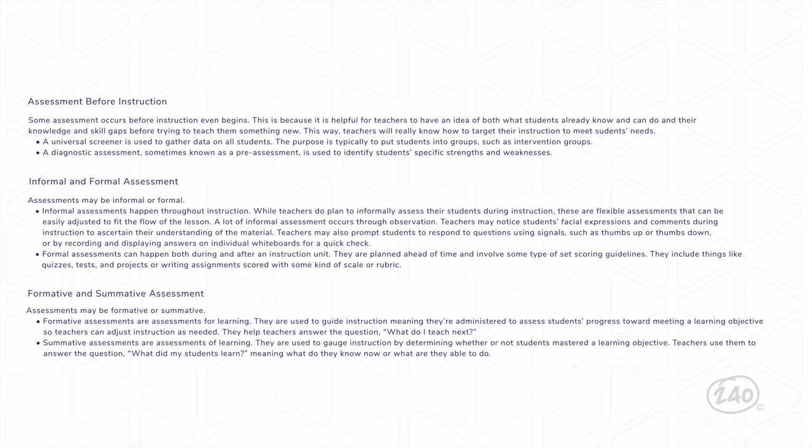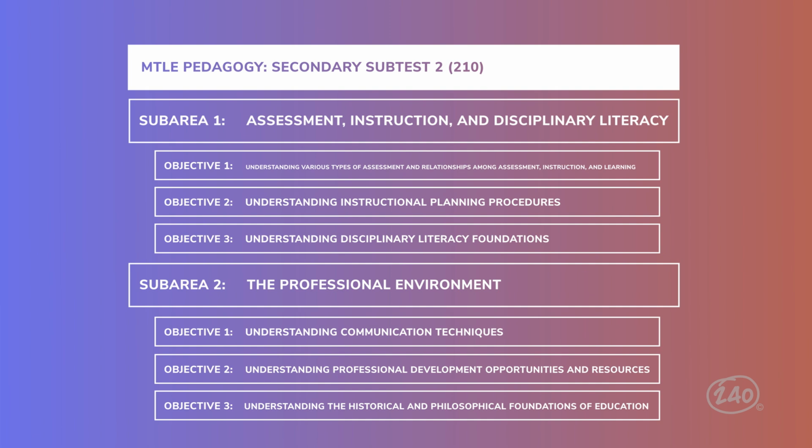Take a look at some other key terms and ideas, such as universal screener, diagnostic assessment, informal assessments, formal assessments, formative assessments, or summative assessments. Feel free to pause this video here to add 240's definitions to your notes. Next, Objective 2, understanding instructional planning procedures. This objective delves into effective planning methods to design classes promoting learning and achievement for all students.